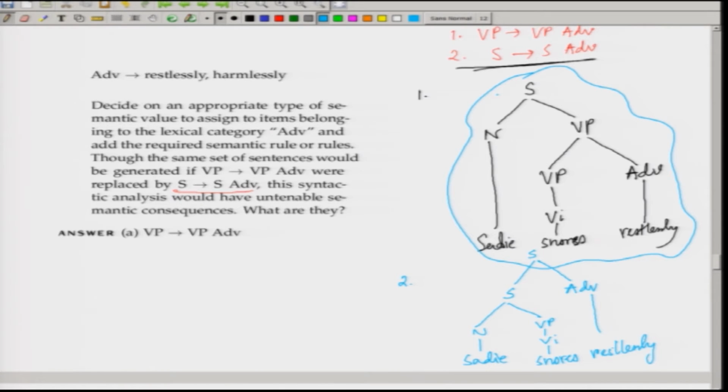What are those consequences? So there are two questions. The first thing is adding the semantic rule, and the second thing is ruling out this option. We need to show that option 2 is bad. How do we do that? First, we consider the first part of the question, that is adding the semantic rule corresponding to VP goes to VP ADV.